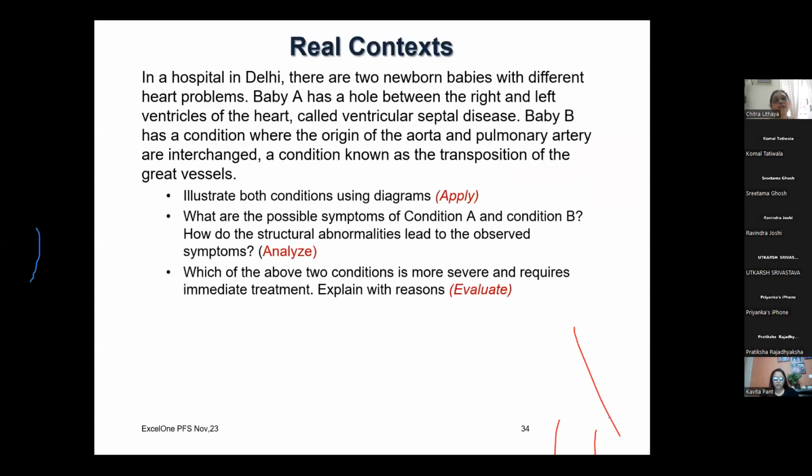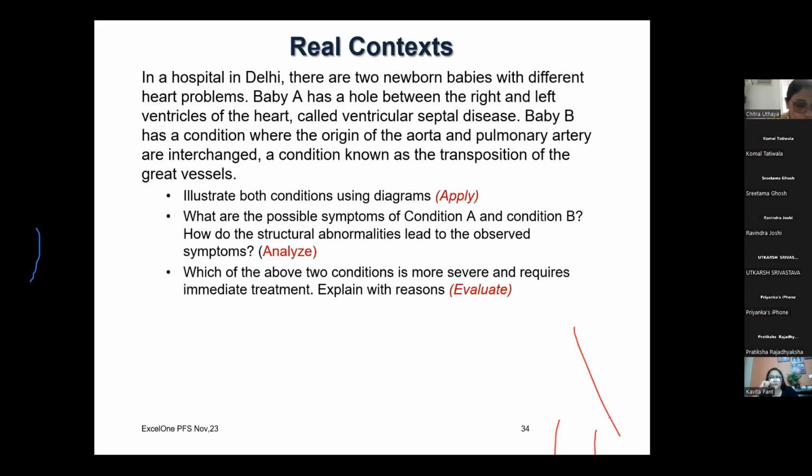Take a look at this example. In a hospital in Delhi, there are two newborn babies with different heart problems. Baby A has a hole between the right and left ventricles of the heart called ventricular septal disease. Baby B has a condition where the origin of the aorta and the pulmonary artery are interchanged, a condition known as the transposition of the great vessels. Illustrate both conditions using diagrams.